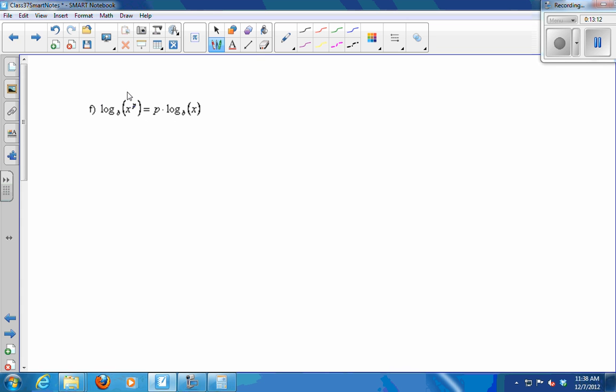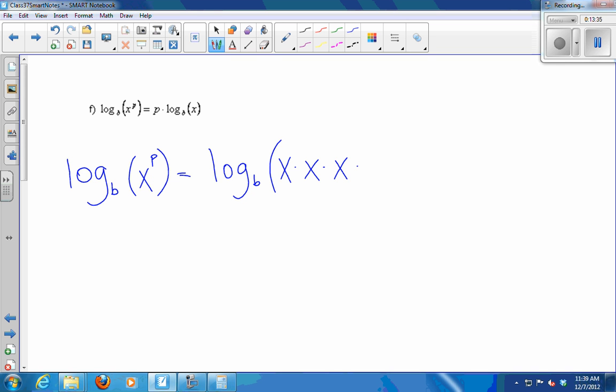So the reason for this has to do with the law, that was addition, that we did before. If I do log base b of x to the p, x to the p just means repeated multiplication, x times x times x times x, p times, right? So this says log base b of x times x times x, and I have p of these.